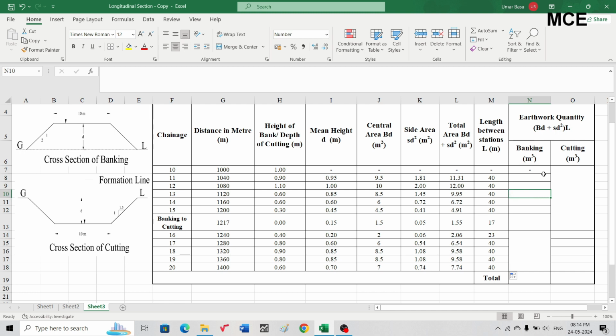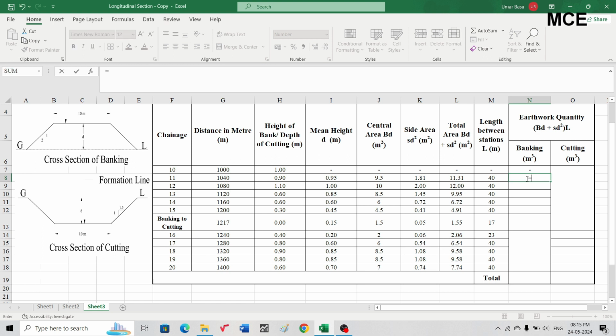Now the quantity of earthwork in banking and in cutting. We have the earthwork quantity in banking from chain age 10 to the chain age at a distance of 1000 to 1217, where our road changes from banking to cutting. So simply multiply this total area with the length between stations.